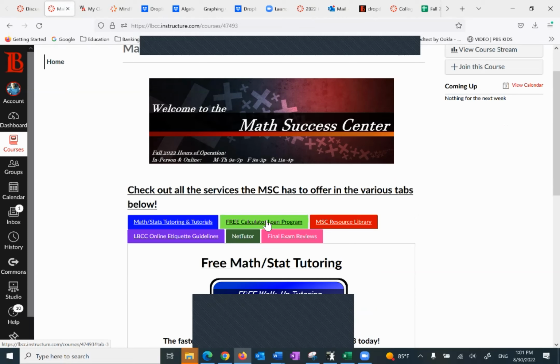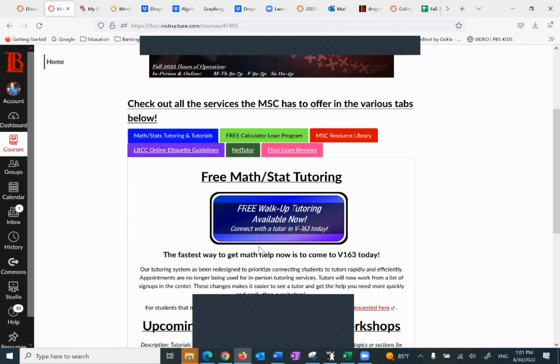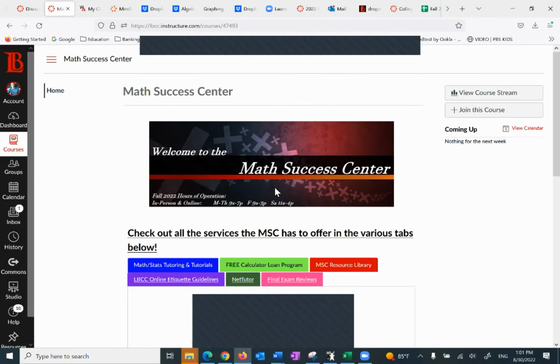They do have a free calculator loan program, but I have told you and I've shown you how to get a free calculator. So I hope that works out for you. So that's the Math Success Center or the Math Tutoring Center. Also, they have a net tutor, which is available after hours.